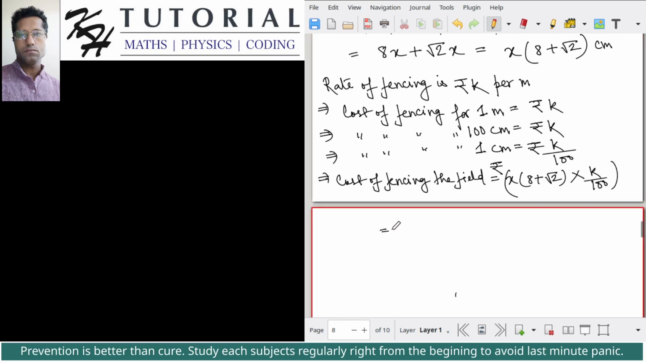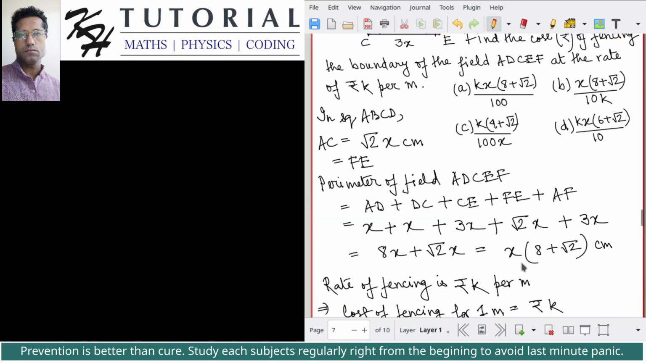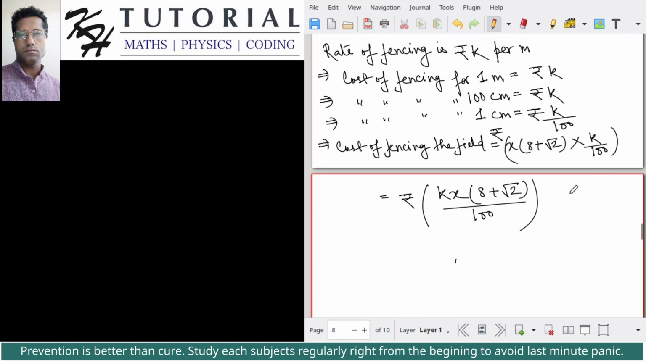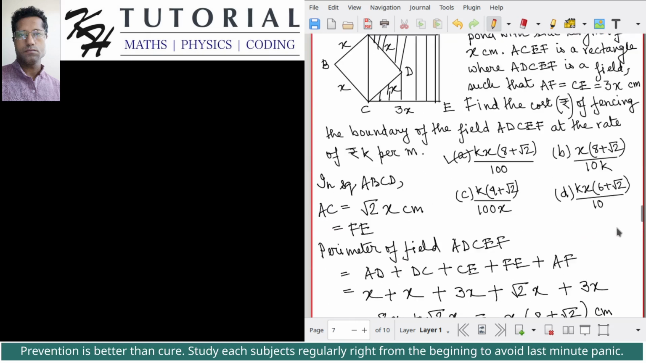So this is equal to, if I simplify, this is equal to kx multiplied by 8 plus square root of 2 divided by 100. So this is the cost of fencing the field. Kx multiplied by 8 plus root 2 whole divided by 100. So choice A is the correct choice. So the answer is choice A.